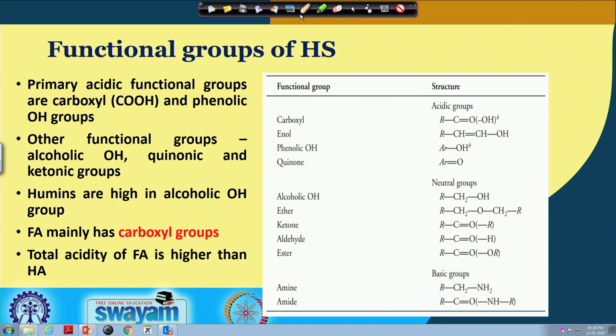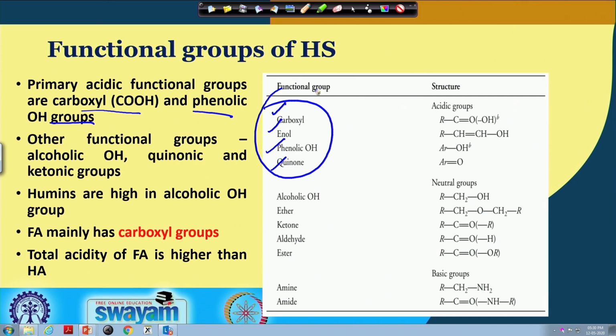I have shown you both these groups in that slide, that the carboxylic group and phenolic groups are the primary acidic functional groups. So, we can see here in the functional groups we have carboxyl and these phenolic hydroxyl groups. Apart from that, enol groups are there, quinone groups are there. So, the other functional groups are basically alcoholic OH groups which we see here, and also the quinonic and ketonic groups. So, these are the major functional groups, and humins are basically high in alcoholic OH groups.